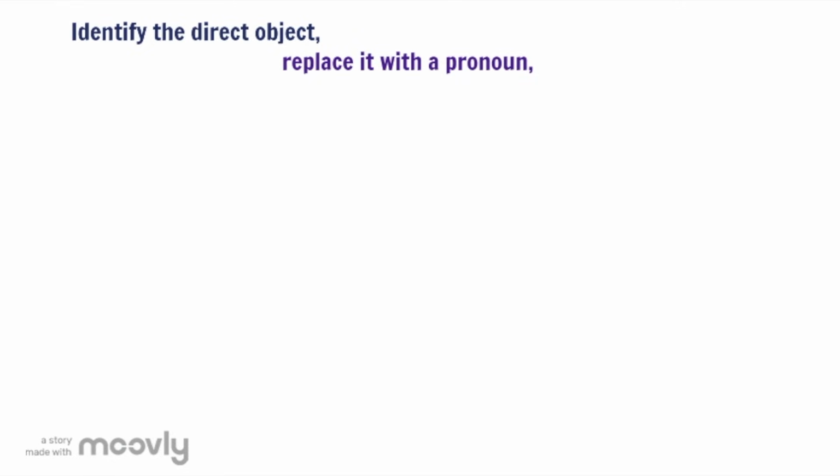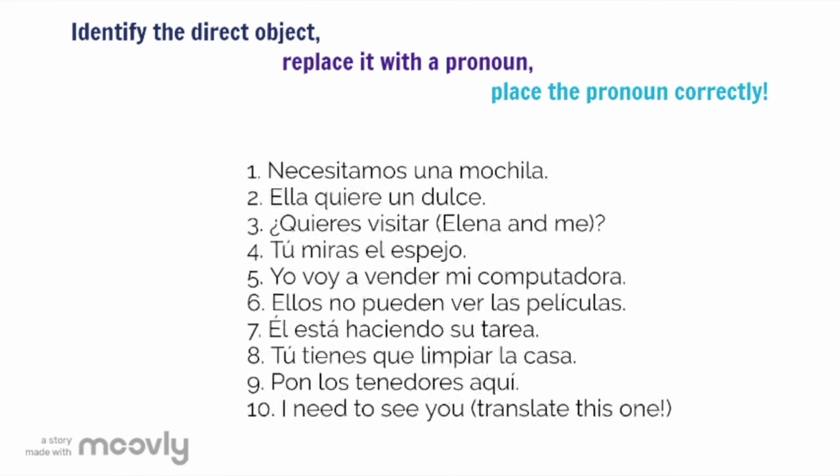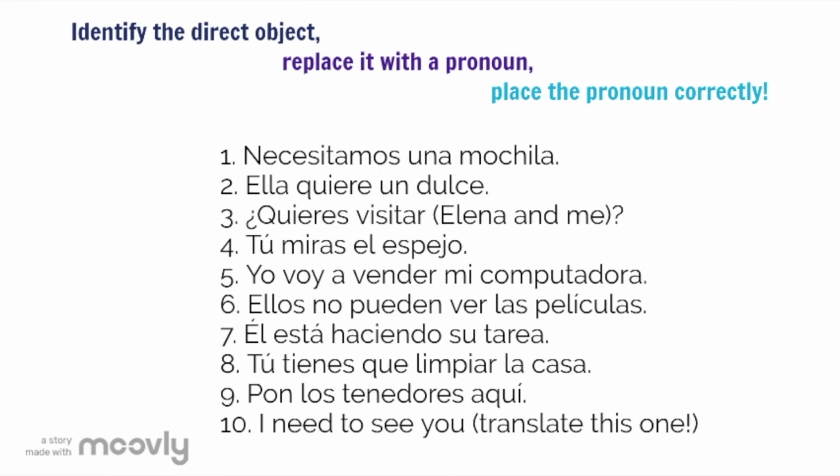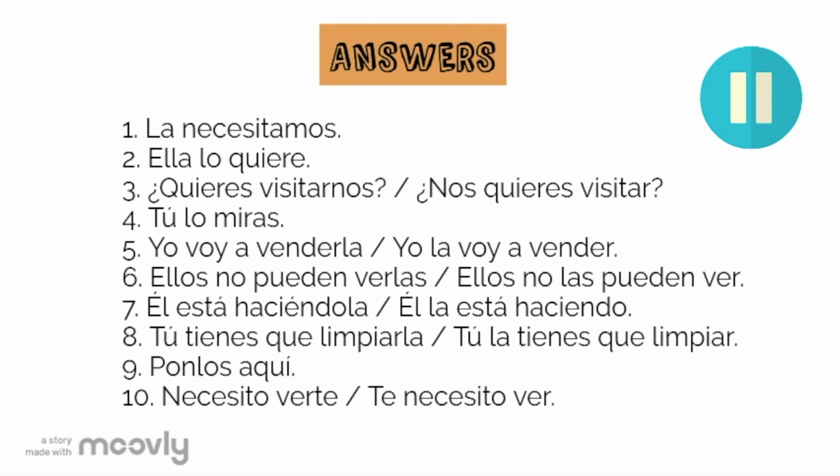So let's practice. In the following sentences, identify the direct objects, then replace them with pronouns, and finally, rearrange the sentence to follow the placement rules. You might want to pause the video here. And here come the answers. How did you do? So that's it for direct object pronouns in Spanish.